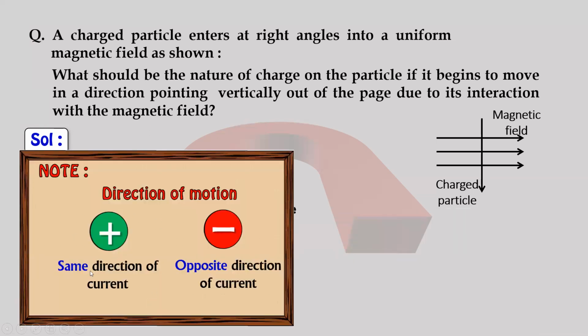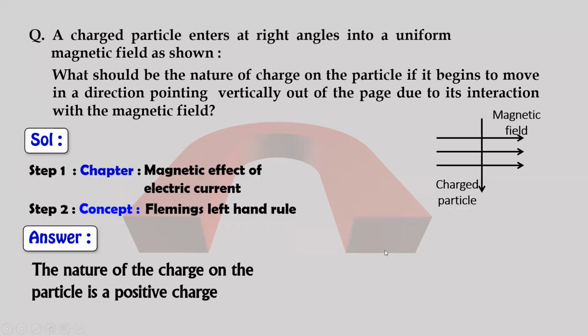Please remember this point over here. Motion and current direction same, positive. Motion and current direction opposite, it is negative. So that's how it can be.